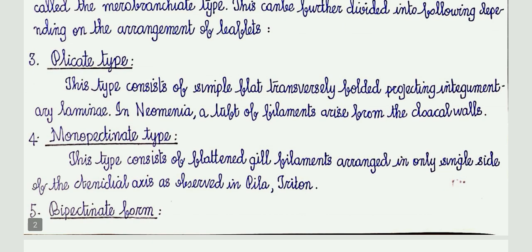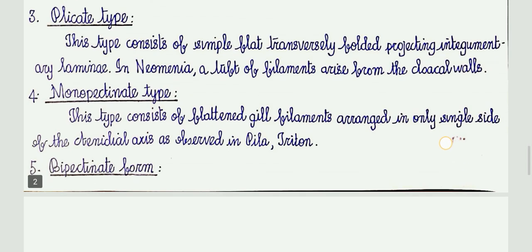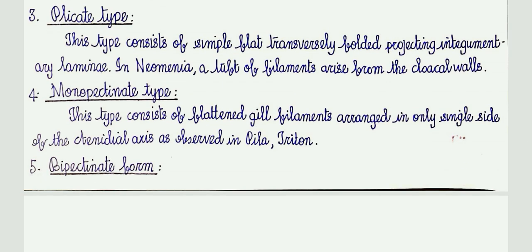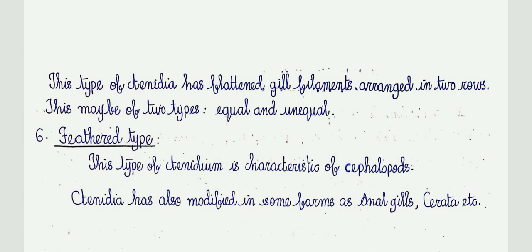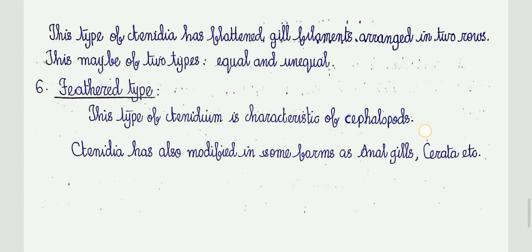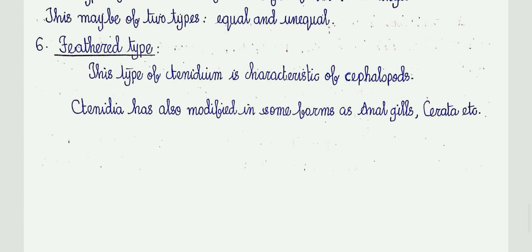Then the monopectinate type. This type consists of flattened gill filaments arranged on only a single side of the ctenidial axis. Then the bipectinate form. This type of ctenidia has flattened gill filaments arranged in two rows. This may be of two types, equal and unequal. Then the feathered type. This type of ctenidium is characteristic of cephalopods.